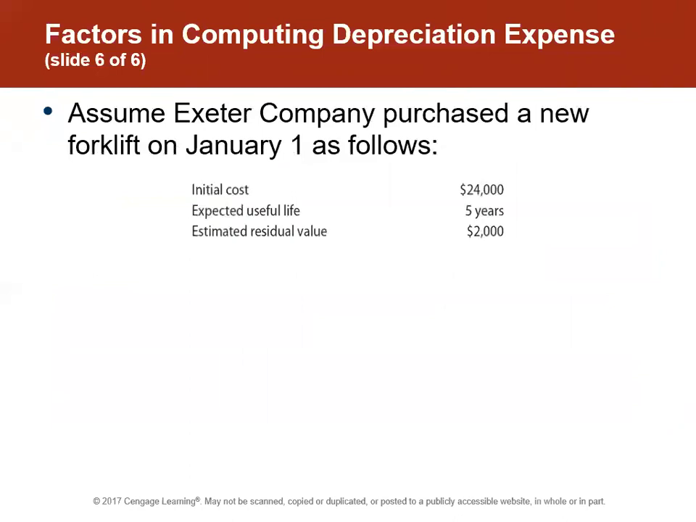So let's look at an example. Exeter Company purchased a new forklift on January 1st. It had an initial cost of $24,000, and again, that cost includes the purchase price plus any freight or insurance or anything to get that forklift ready to use. We expect to use it for 5 years, and at the end of 5 years, we estimate that its residual value is $2,000. So we have a $24,000 forklift, we're going to use it for 5 years, and at the end of 5 years we think it's going to be worth $2,000.